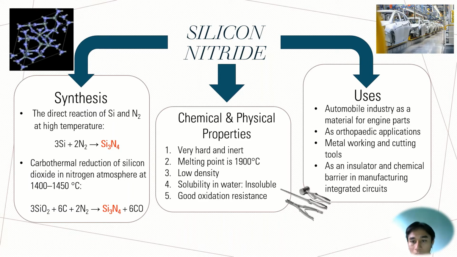Then we will go to the uses of silicon nitride. Firstly, it is used in the automobile industry as a material for engine parts. Secondly, in orthopedic applications, metalworking and cutting tools, and as an insulator and chemical barrier in manufacturing integrated circuits.